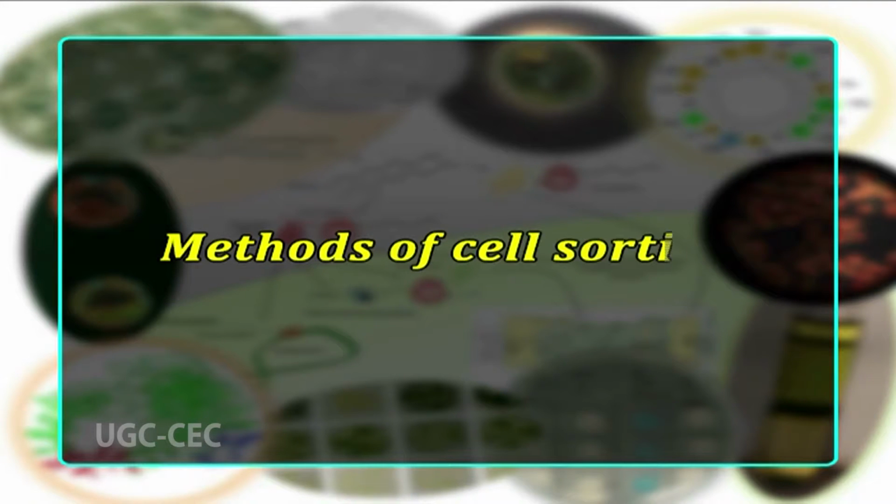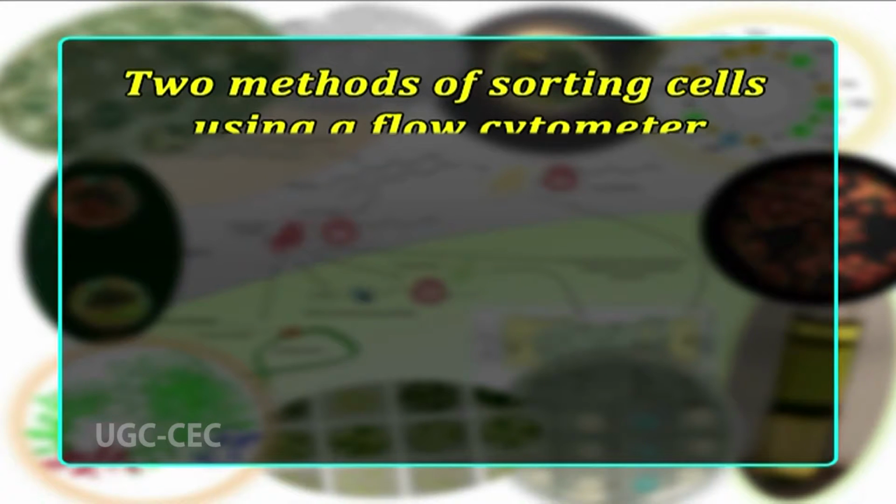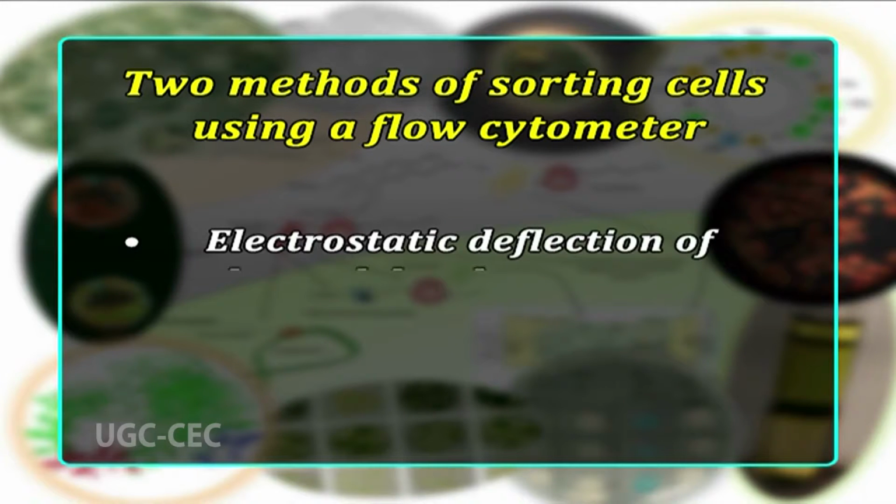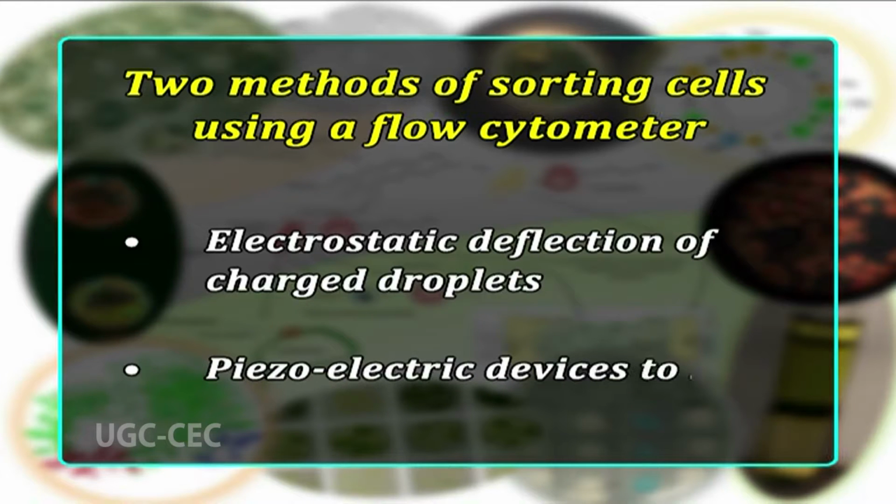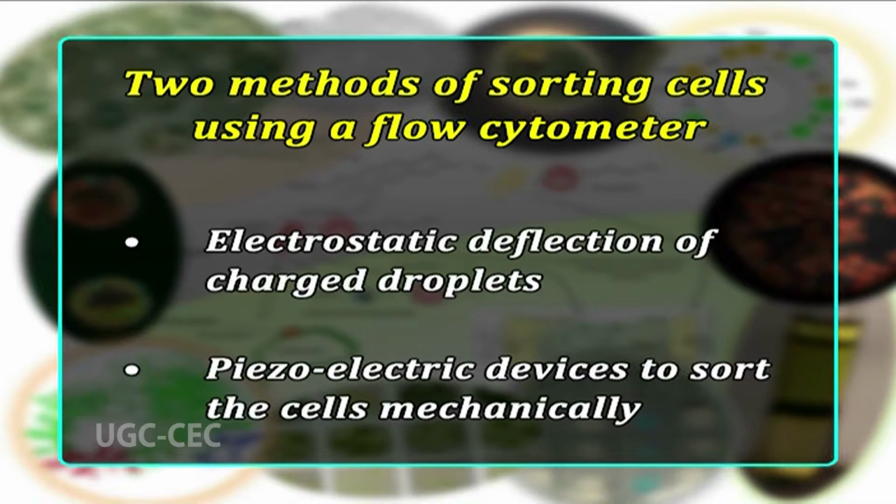Now I will briefly discuss before you the methods of cell sorting. There are two methods of sorting cells using a flow cytometer. The commonest method is electrostatic deflection of charged droplets, and alternative methods use piezoelectric devices to sort the cells mechanically.